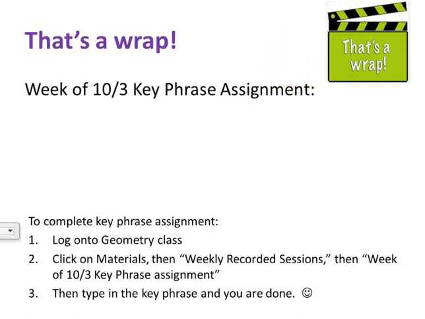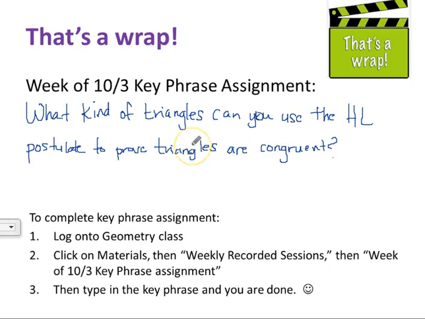And that's a wrap. So I'm going to throw up the key phrase assignment question. Give me a moment. So one of the postulates we learned about today was the hypotenuse leg postulate, or the HL. What kind of triangles can you use the hypotenuse leg theorem on to prove two triangles are congruent? So we learned that we can only use the hypotenuse leg theorem on a certain type of triangle. What type of triangle can you use that on?